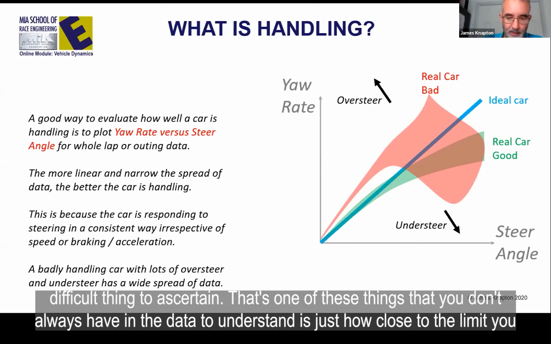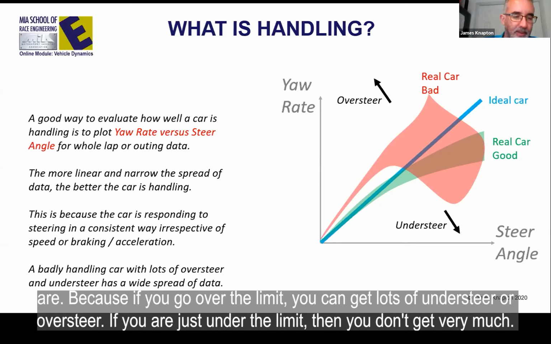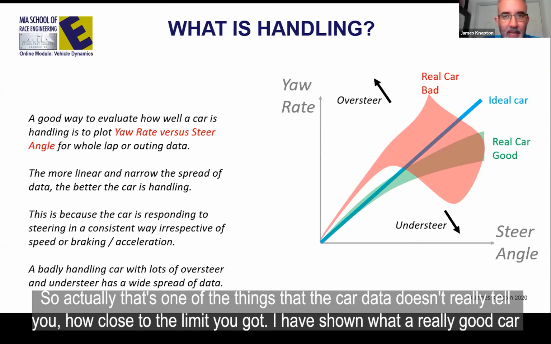That's one of these things in the data that you don't always have in the data to understand, is just how close to the limit you are. Because if you go over the limit, you can get lots of understeer or oversteer. If you're just under the limit, then you don't get very much. So actually, again, we talked about big data and analyzing machine learning. That's one of the things that the car data doesn't really tell you, how close to the limit you got.